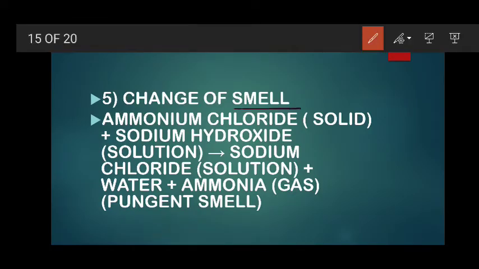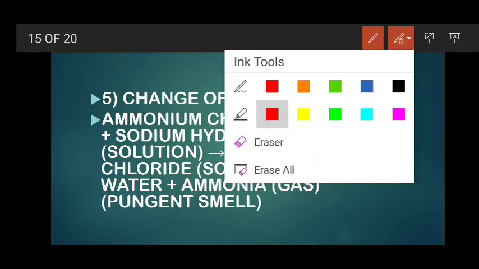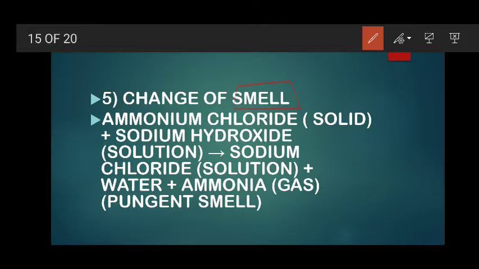Change of state occurred. Now next is the change of smell. During some chemical reactions, a strong smell is noticed. Like when solid ammonium chloride is heated with sodium hydroxide solution, a gas is evolved, and the smell of that gas is what? Pungent smell, and this pungent smell is of ammonia gas. Clear? Always remember that ammonia has a pungent smell. And we can say that in some chemical reactions, change of smell also occurs.